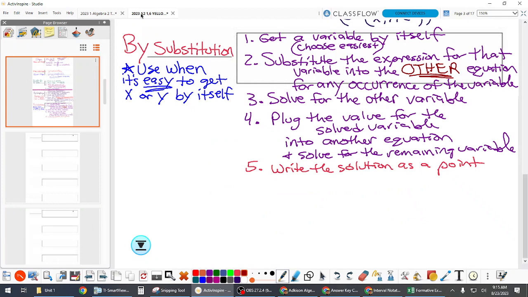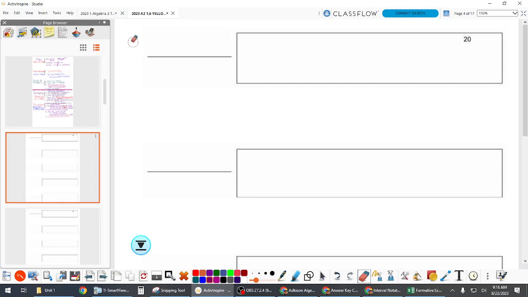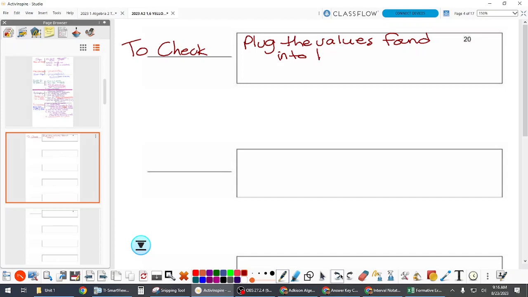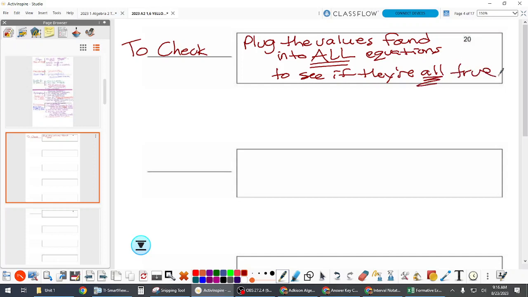In fact, as a reminder, I want you to put that on here. So, I don't know, that's probably getting too busy. I think I'm going to get to the new box here. To check, this will be short. Plug the values found into both. Actually, I'm going to say all, because again, we're going to be doing three equations. All equations to see if they're all true. So it's a little more involved to check for a system.